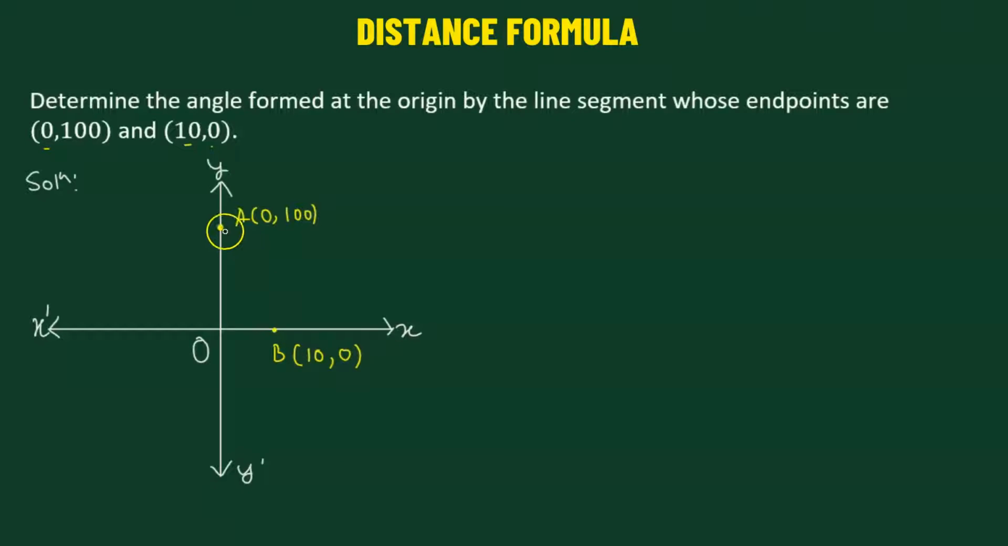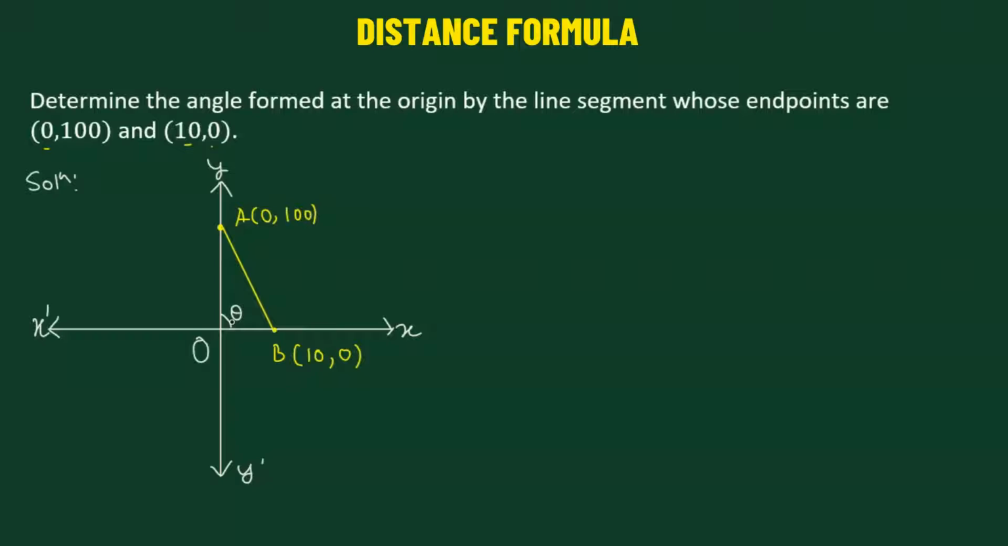Now we're going to join point A and point B. The goal will be to find the angle which is formed at this particular origin by AB. So we need to find the angle theta here. Well, the answer is quite evident here. Theta is going to be 90 degrees because that's the angle formed by the x-axis and the y-axis, and we know that the two axes are always orthogonal. So that means the angle theta must be 90 degrees.